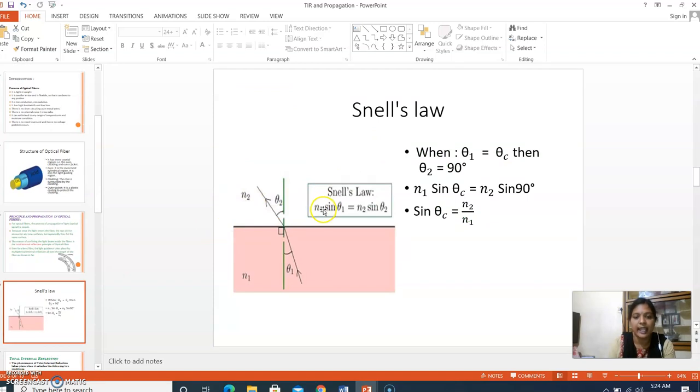Snell's law: N1 sin theta 1 is equal to N2 sin theta 2, where N1, N2 are the refractive indices of the denser and rarer medium, and theta 1, theta 2 are the angle of incidence and angle of refraction. When theta 1 is equal to theta c, then theta 2 will be equal to 90. That's nothing but N1 sin theta c is equal to N2 sin 90, that is, sin theta c is equal to N2 by N1. This is the condition from Snell's law.